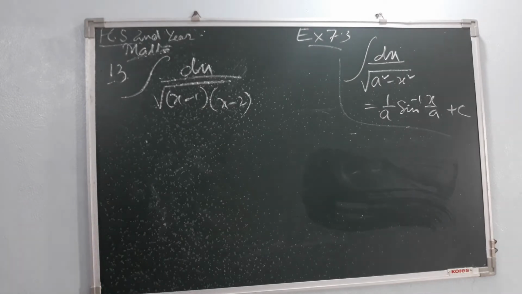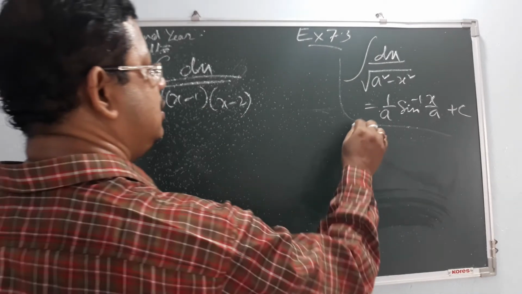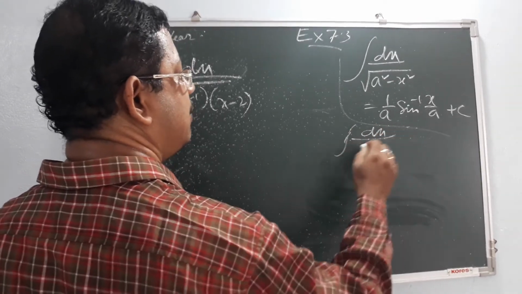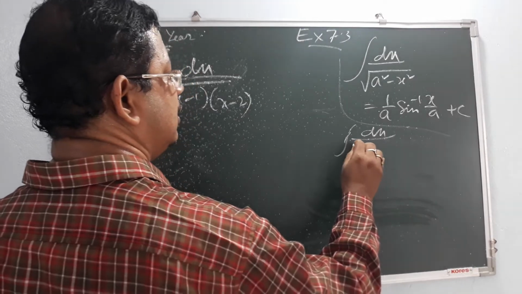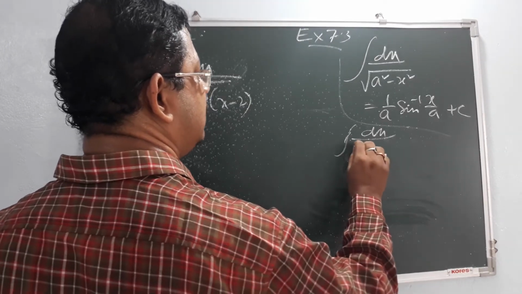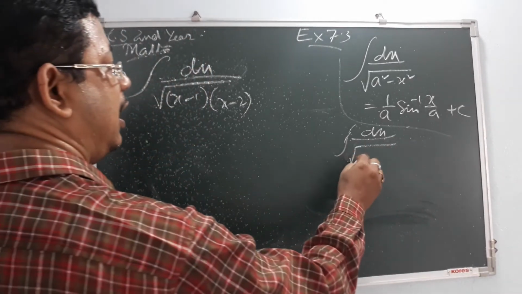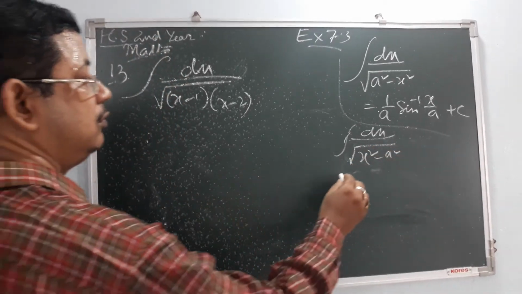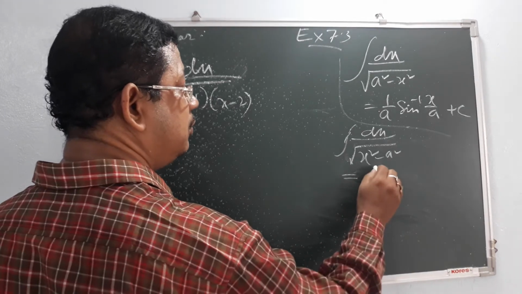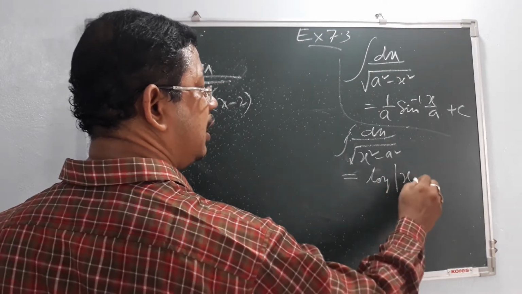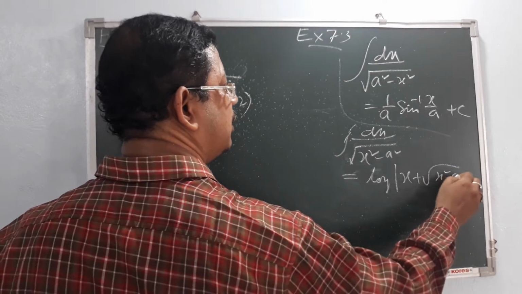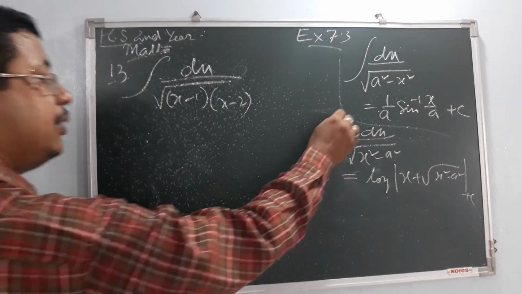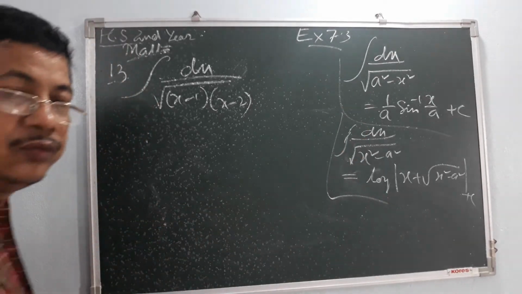If our formula is integration dx divided by root over x square minus a square, then its formula will be log modulus x plus root over x square minus a square plus c. Now I have written c. What we can do for that one?